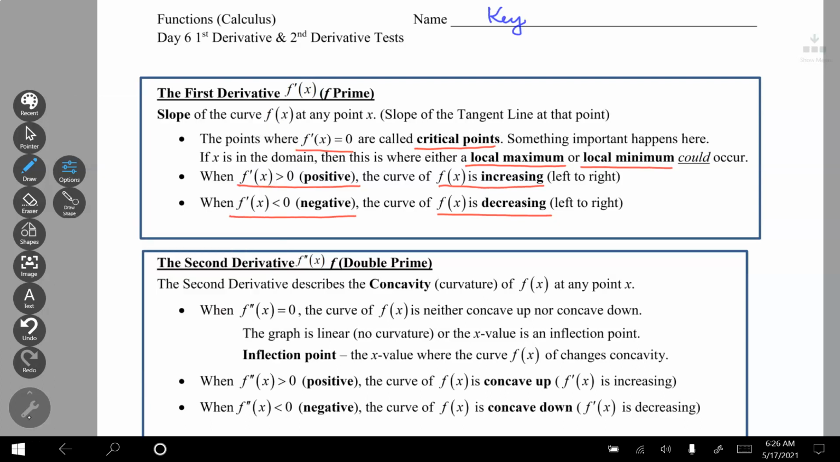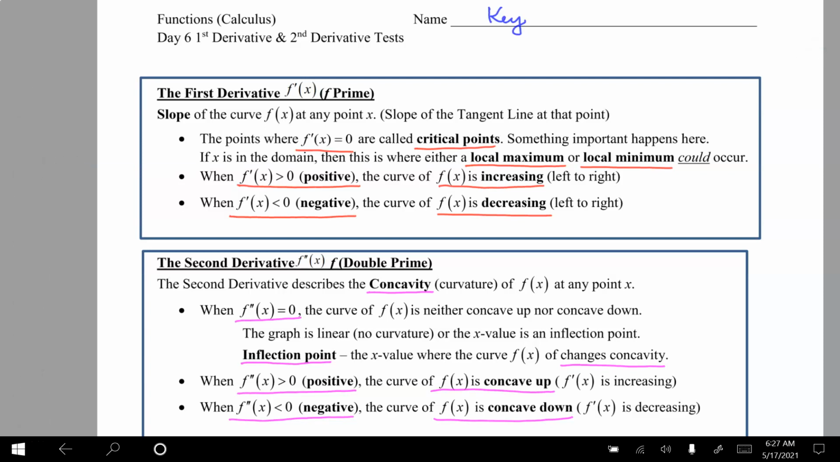the second derivative describes concavity. So when f double prime is equal to 0, that's going to be our inflection point. It's where it changes concavity. If f double prime is positive, the function is concave up. And if f double prime is negative, the function is concave down. So last class we looked at graphs and we put down positive, negative, or 0 for f prime or f double prime. Today we're going to look at equations of functions and we're going to determine where things are increasing and decreasing or concave up, concave down without looking at any graph.